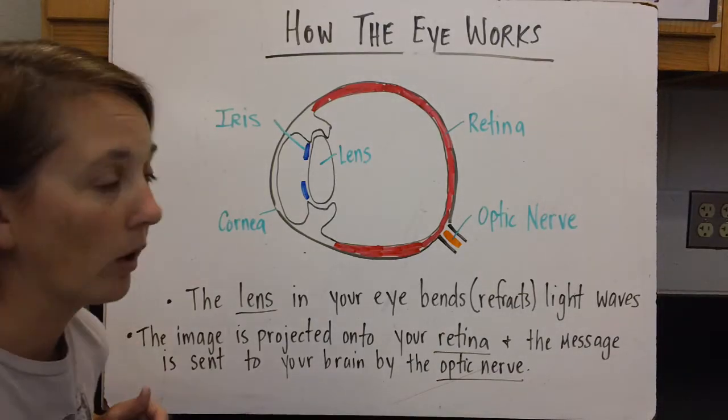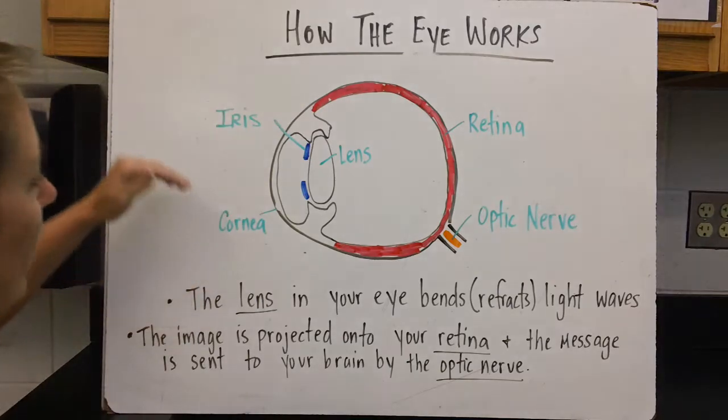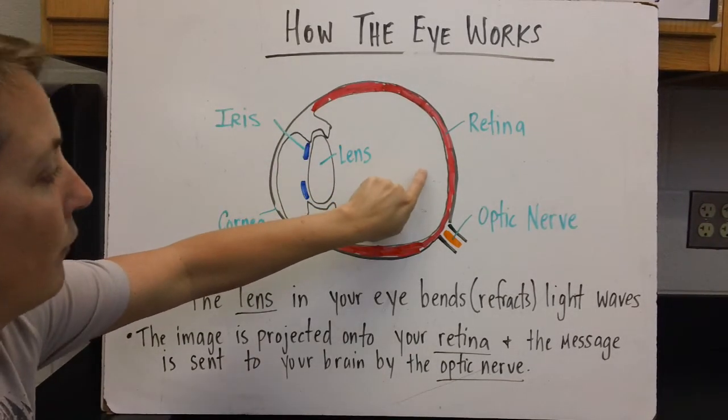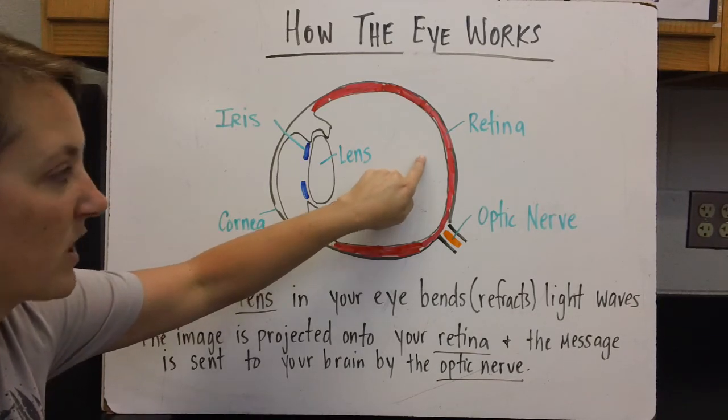Okay, I have to wear contacts because I cannot see far distances. I'm nearsighted. What that means is when the lens is bending, it actually projects the image in front of the retina. All right, and I don't get a clear image because it's fuzzy.